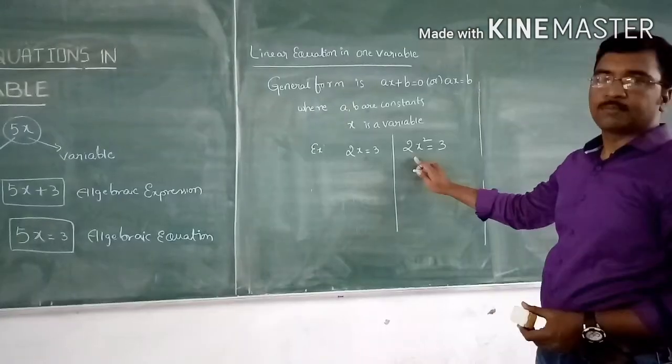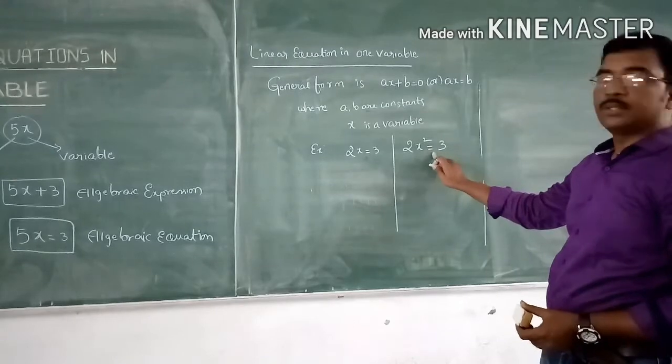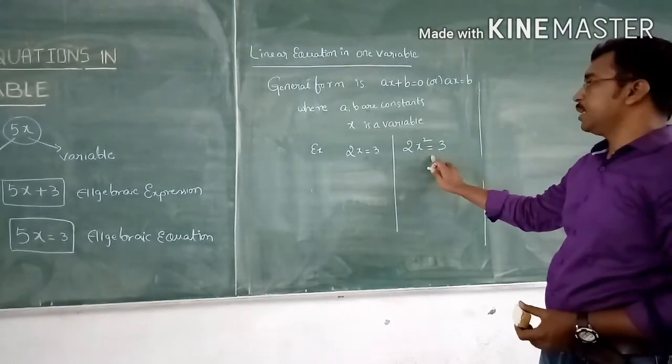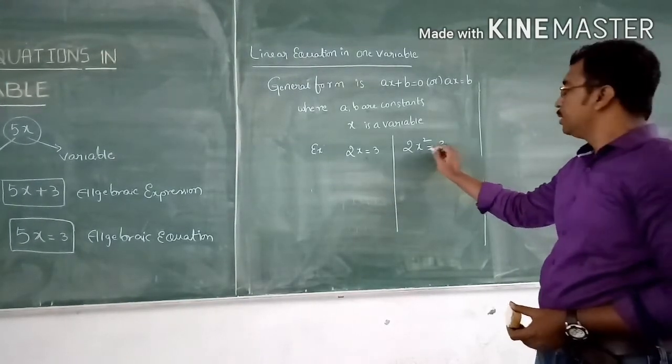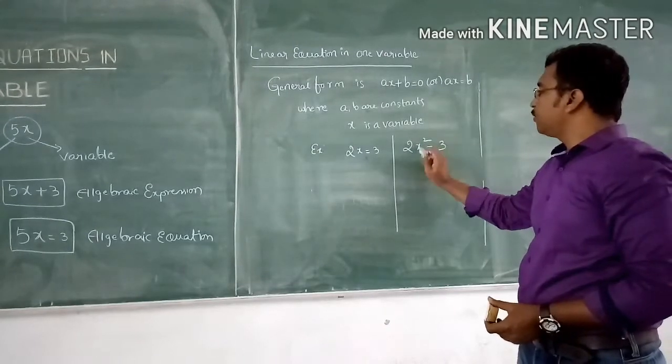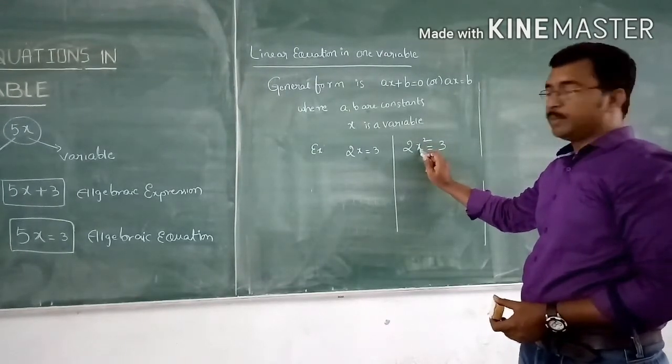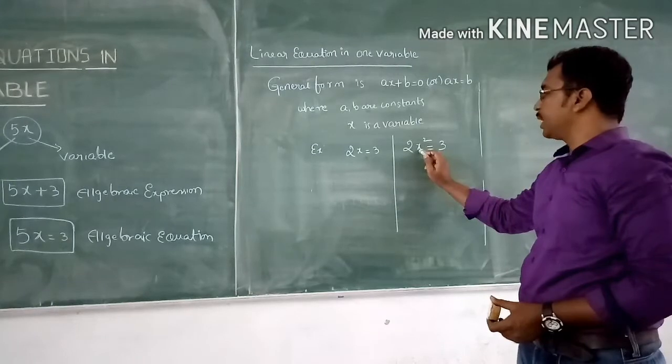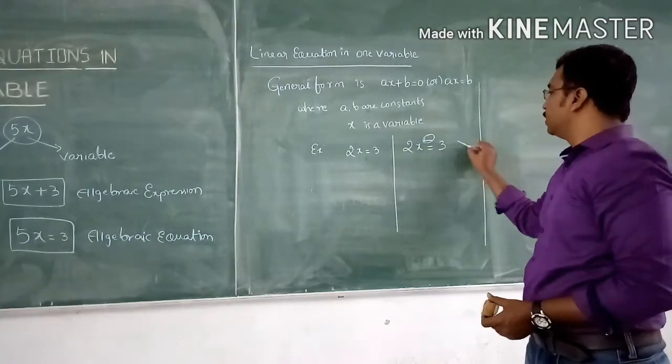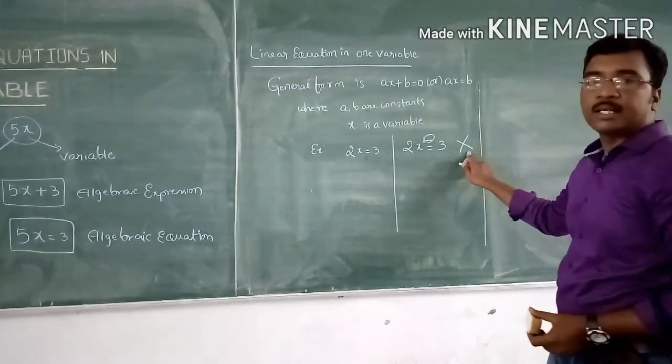2x square is equal to 3. This is not at all a linear equation. Why? Because the degree of this variable, that means the exponent of the variable x, is here 2. So this is not a linear equation.